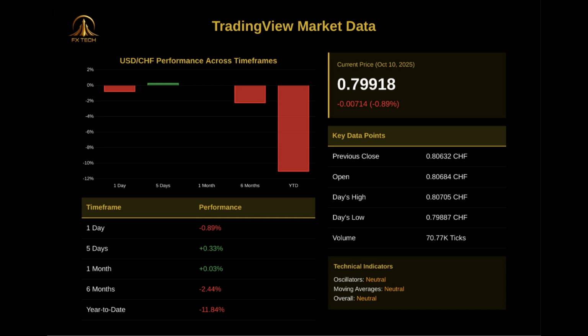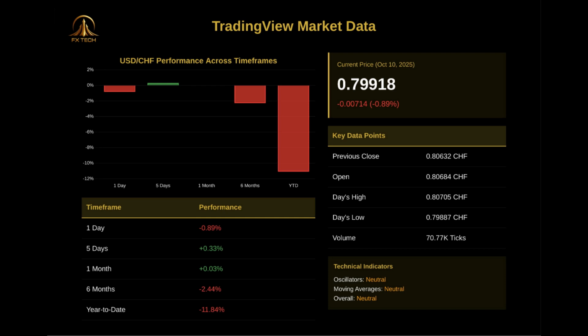As of October 10th, 2025, USD/CHF is trading at 0.79918 CHF, representing a daily decline of 0.89%. However, this single-day weakness needs context. The 5-day performance shows a positive return of 0.33%, indicating overall upward momentum for the week. The 1-month performance is essentially flat at plus 0.03%, suggesting consolidation.